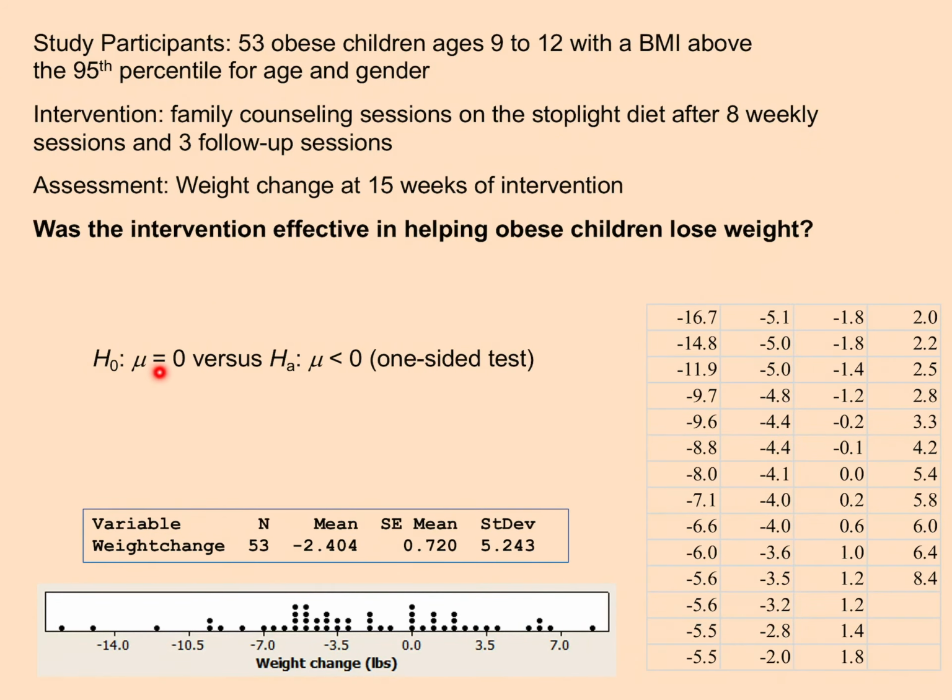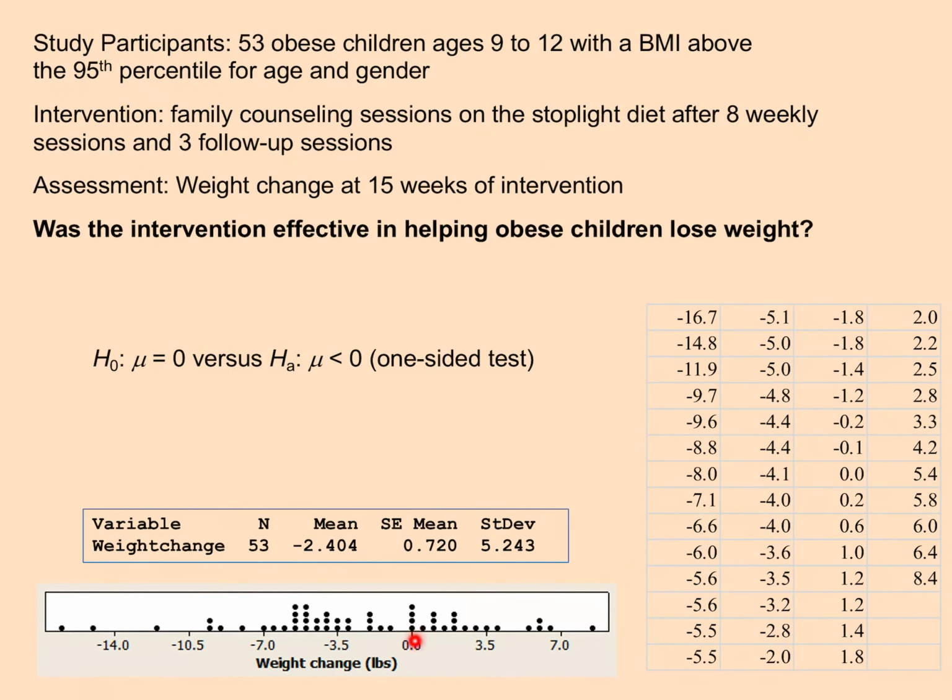Okay, so if this is not effective at all, there should be no change in weight over that 15-week period, versus the alternative that it is actually an effective weight loss program, and so we should see a weight loss of less than 0. That means a weight change of less than 0. If you have negative weight change, what do you have? Weight loss. So look at the raw data over here for these 53 children. You see one lost 16.7 pounds, one 14.8, and so on down the line. This one lost none, and these actually gained a little bit of weight.